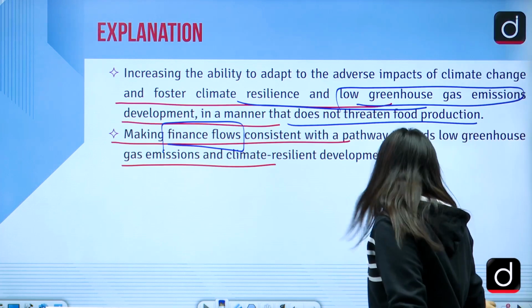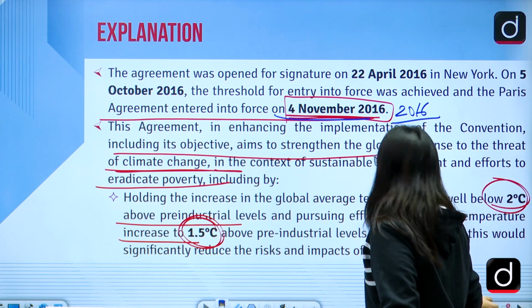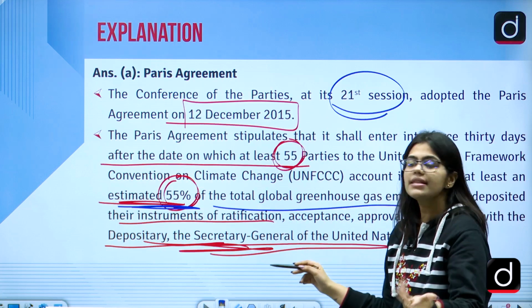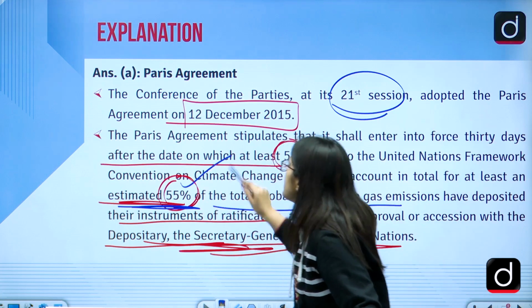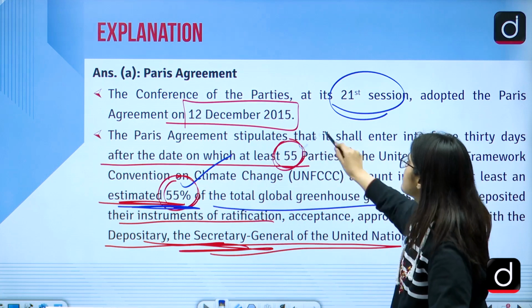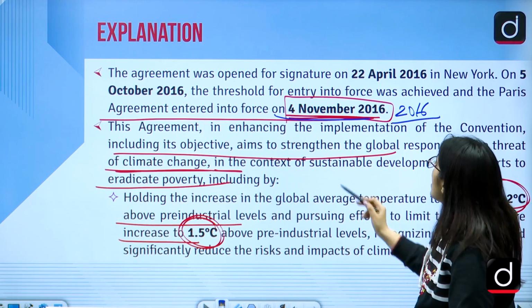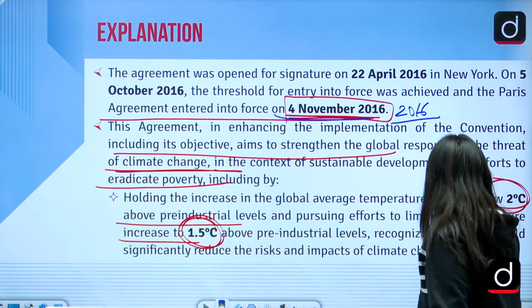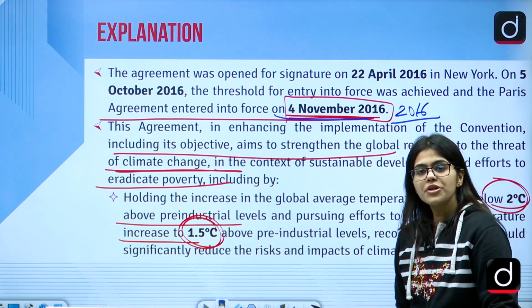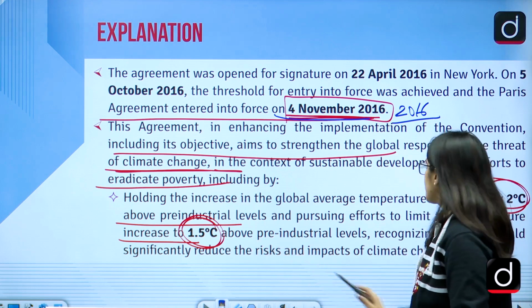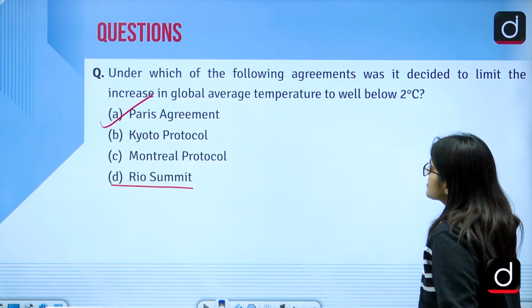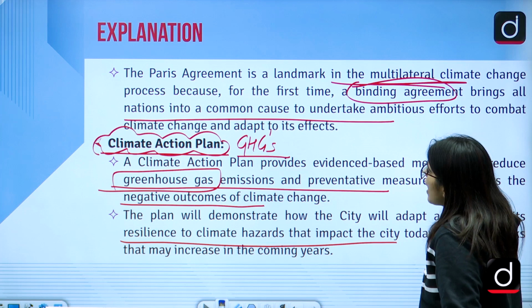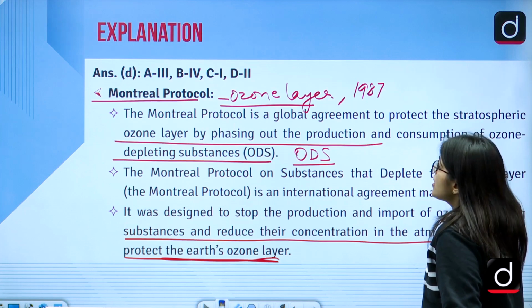Then another thing, we already discussed it, but let us see again. The Paris Agreement said 3 things, as I told you. An estimated 55% decrease, 55 parties would come together, and in 2016 it started. The temperature was estimated to be 2 degrees Celsius, but they want it to be 1.5 degrees Celsius, right?